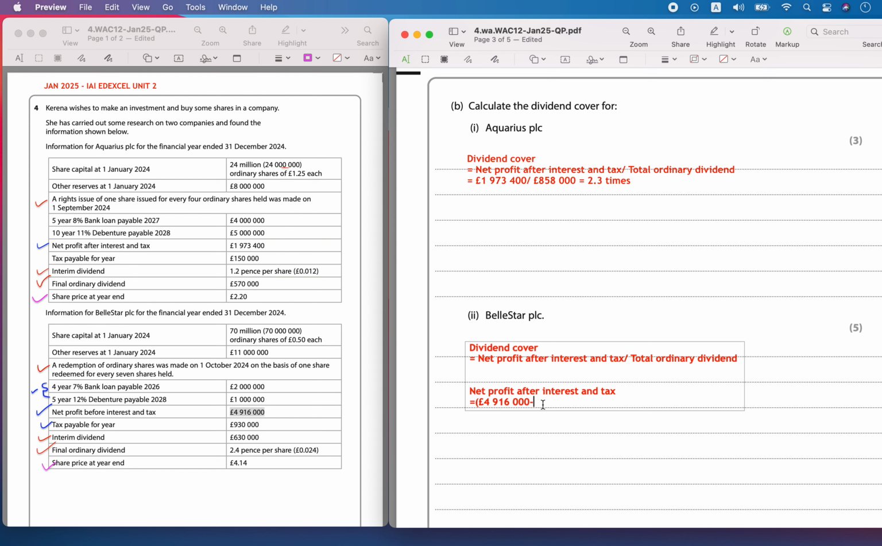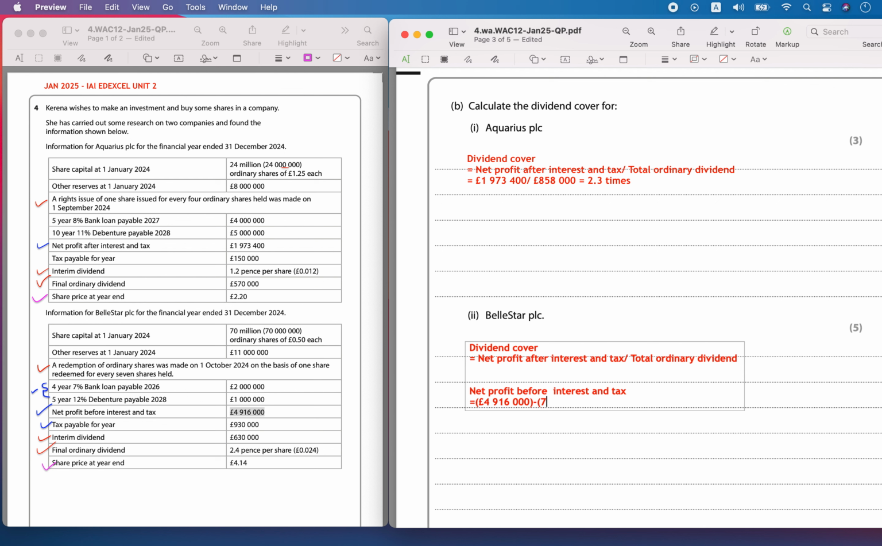So the net profit before the interest and tax is given, and then we have to calculate. This is given as before, then we have to deduct the interest and the tax paid. So let's calculate the interest paid.